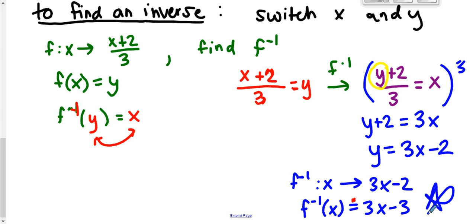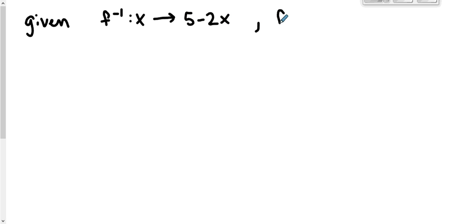Okay. Let's do one more example just to make sure that we understand how to find an inverse. So if we are given an inverse that maps x onto 5 minus 2x. Find f. Well, remember, these are a matched pair, so you can just go back and forth as many times as you want. You're going to get the same thing. It doesn't matter. If you're going inverse to f or f to inverse, what you're doing is you're switching the x and y's, then solving for y.